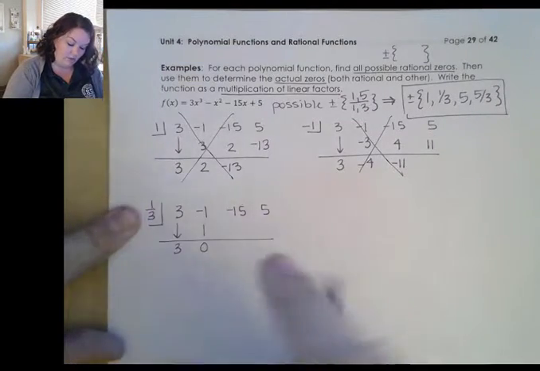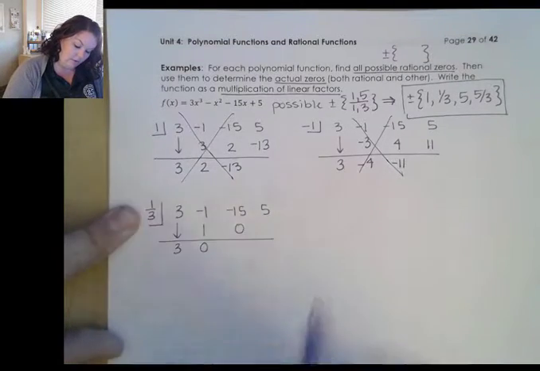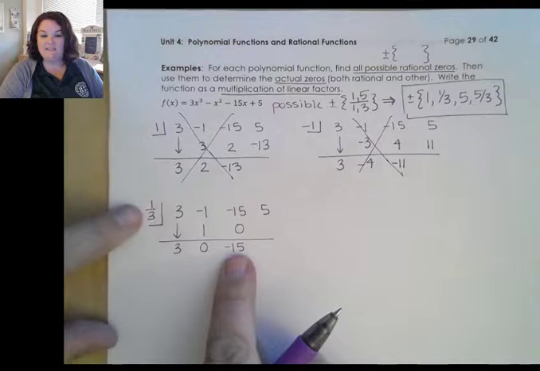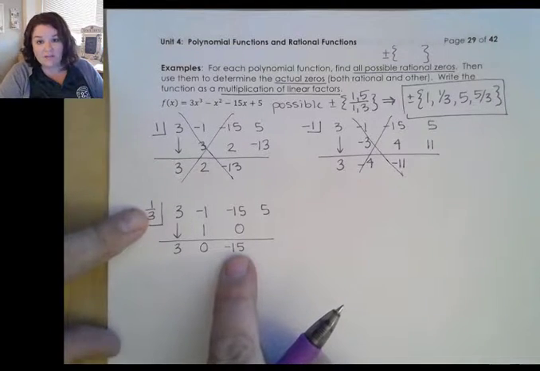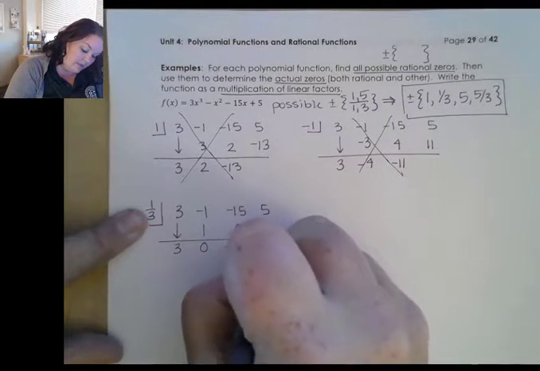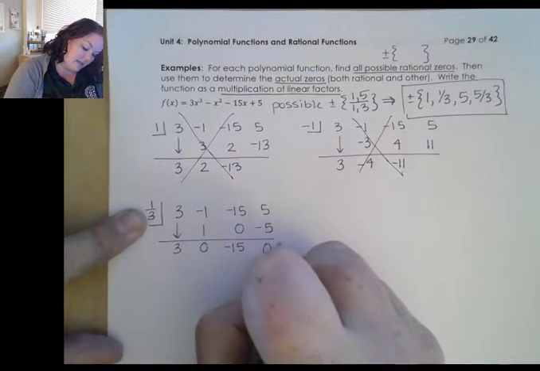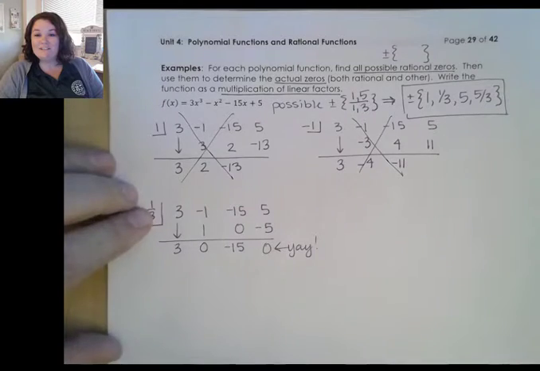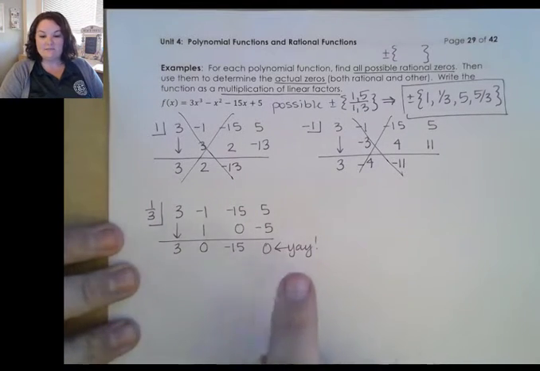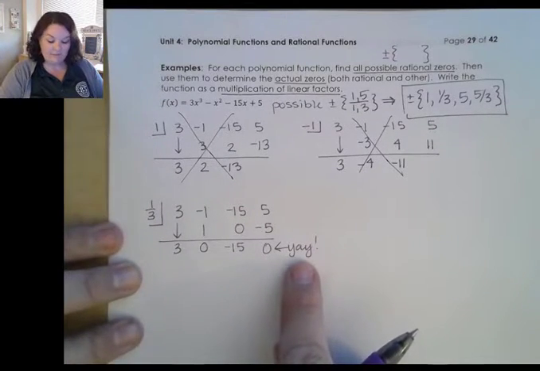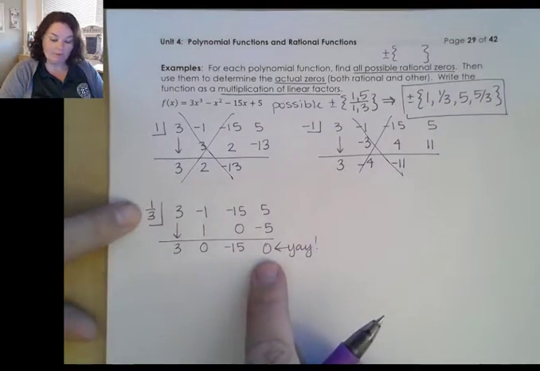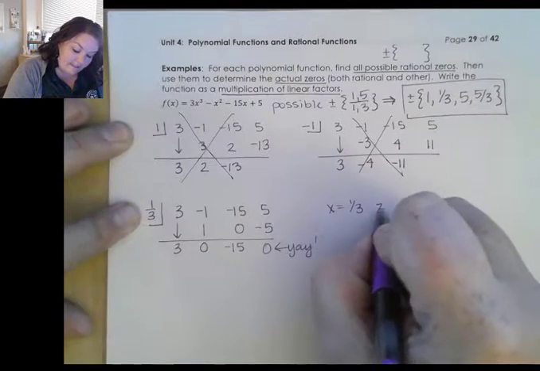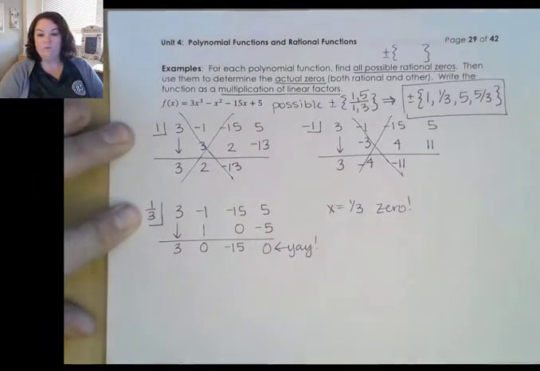0 times 1/3 is 0, which combines down to -15. -15 times 1/3, or 1/3 of -15, would be -5. We combine down and we get our first 0. Yay! And there's great rejoicing. Okay, so what do we just find? What does that mean? If we got a 0 remainder, that means this number in my box, x equals 1/3, is a 0. Woo woo!